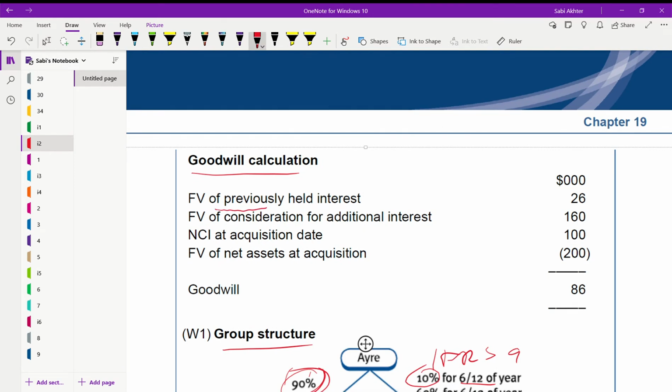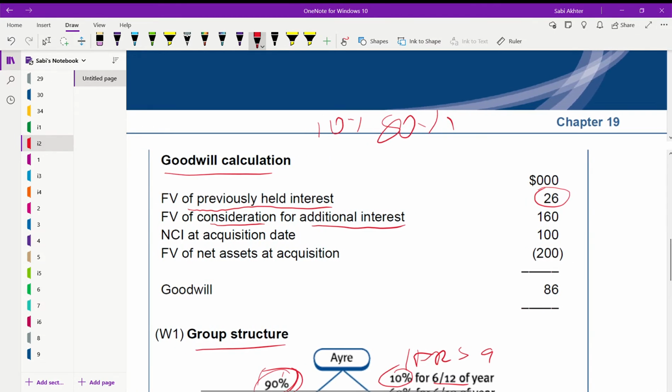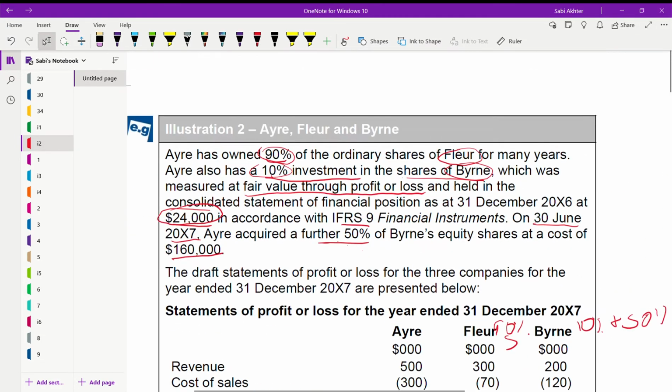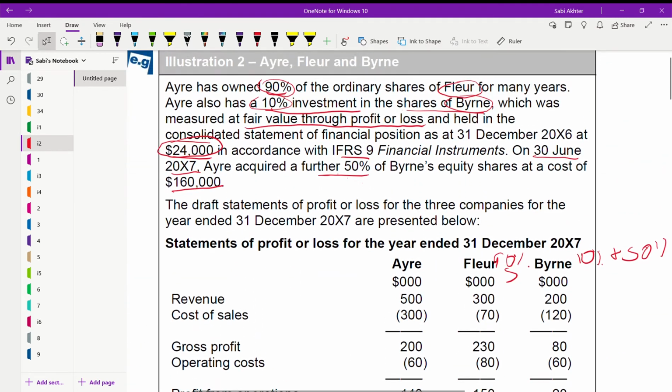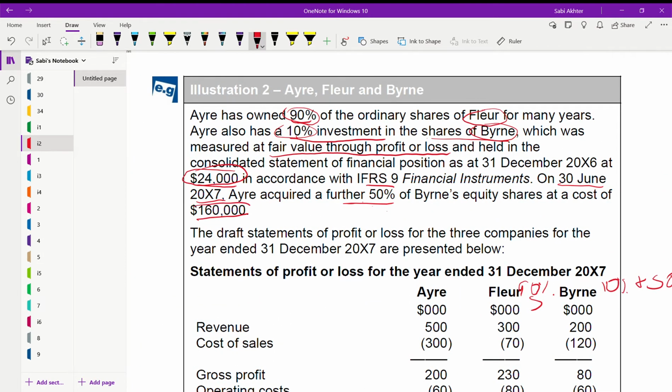Fair value of previously held interest like this. It is 26 million, right? The fair value of the 10% investment. Then consideration. Which consideration? For additional interest. Remember, when you bought 10%, you don't care at what amount you bought this 10% because you were not a subsidiary. But what about that 50%? You have to check at what price you bought that 50%. That is 160. Sorry, this 160. He bought this 50% at 160.